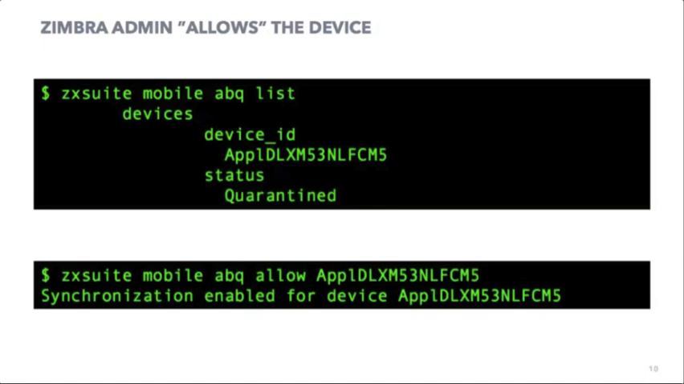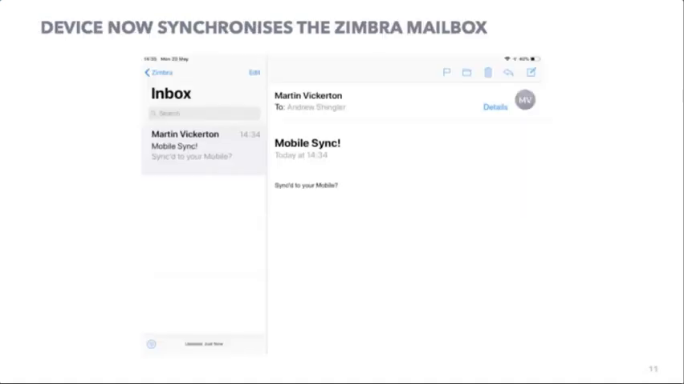Obviously, I could put that into a block status as well if I didn't want that device to connect onto my server. So once the admin has set it into an allowed status, I would immediately then be able to synchronize my device. So you can see there's a test email that I've sent through that. So my device is now fully set up and is working via ActiveSync against the Zimbra server.